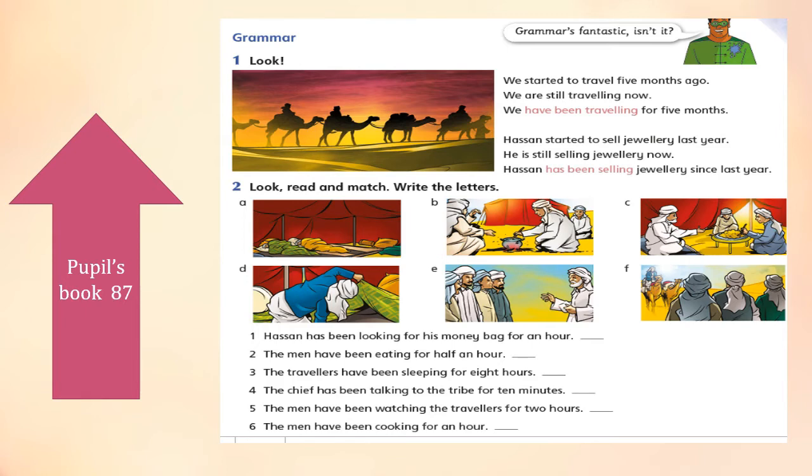Hassan started to sell jewelry last year. He's still selling jewelry now. So, Hassan has been selling jewelry since last year.